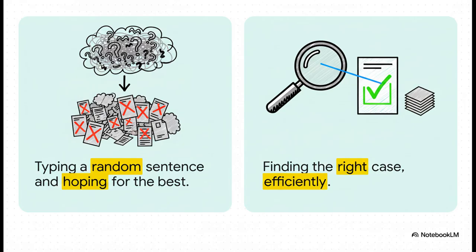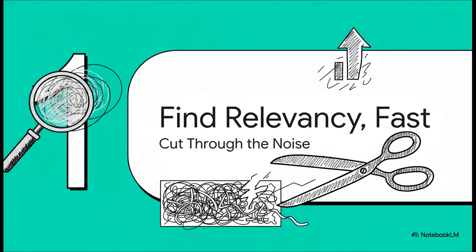Okay, so here's the fundamental mistake most of us make. We treat SCC Online like it's Google. We type in a whole sentence and just hope for the best. But here's the thing. Legal databases aren't search engines. They're databases. They speak a different language, a language of precision, and that's the key. It's not about finding a case, it's about finding the right case and doing it efficiently. So how do we fix this whole mess?